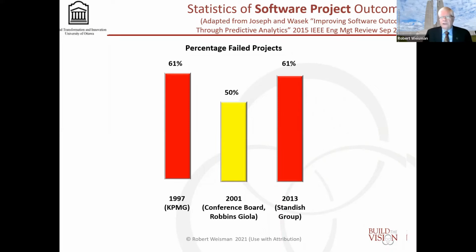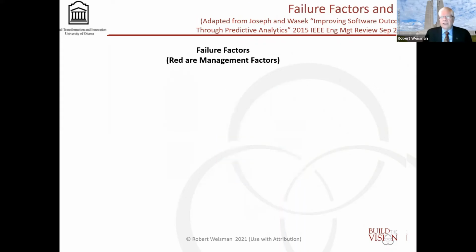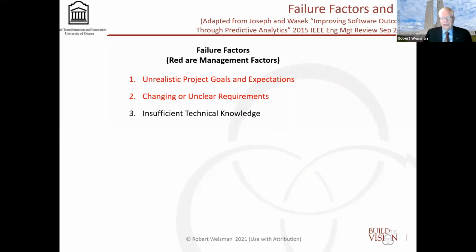So what we really have to do is figure out, why is this failing? So let's take a look at the failure factors. Everybody says, well, it's technology. I beg to differ. You take a look: unrealistic project goals and expectations, changing and unclear requirements, those are all management.